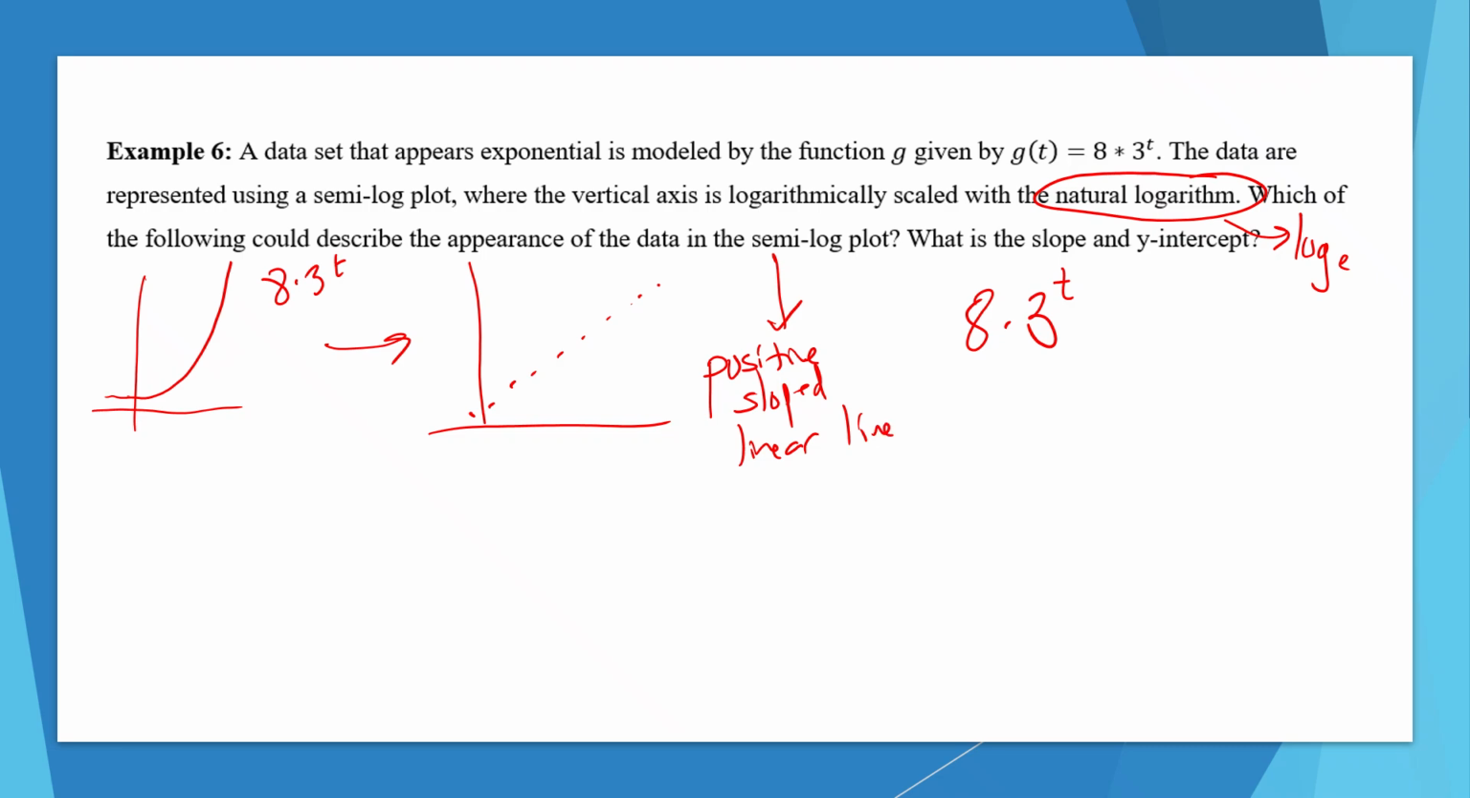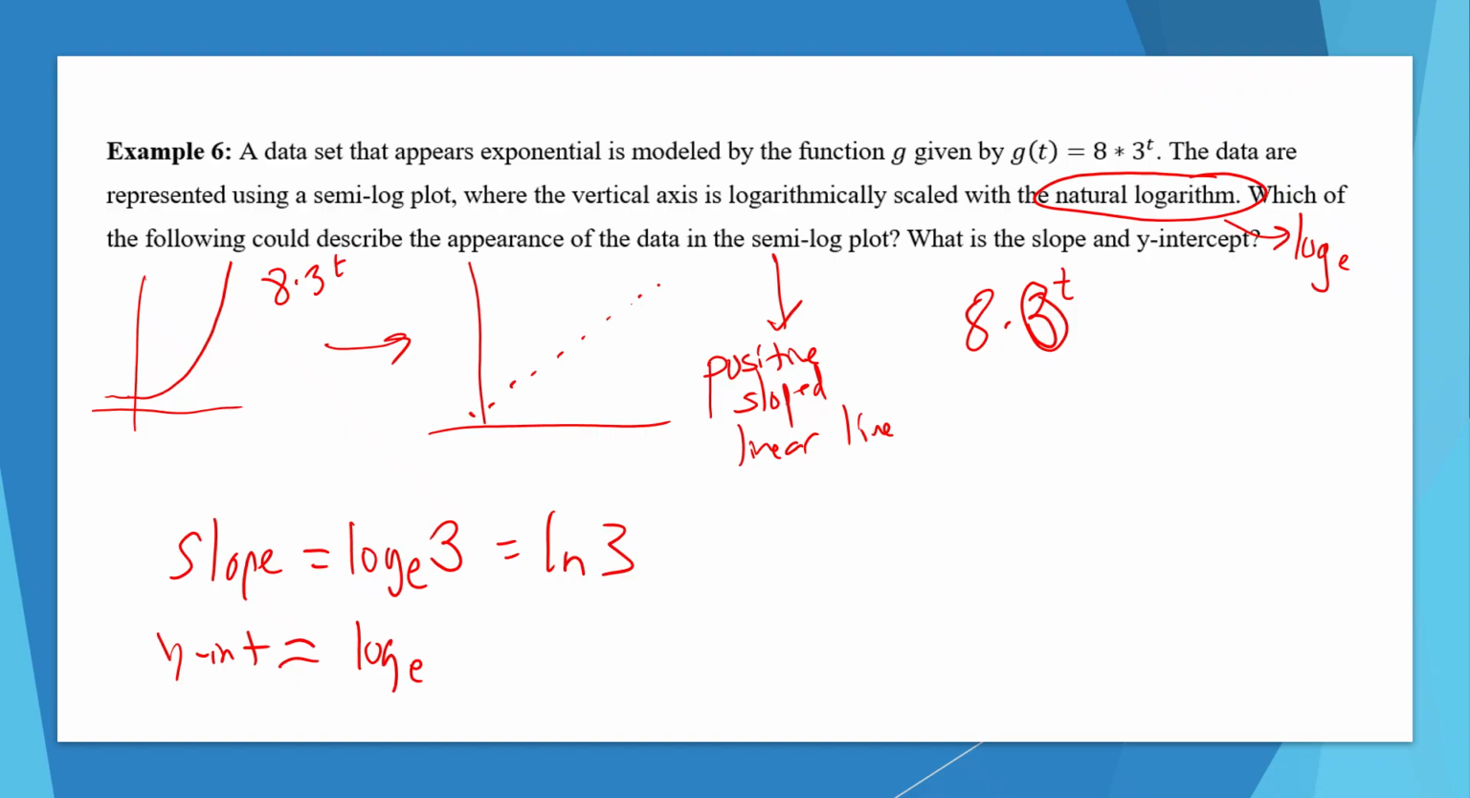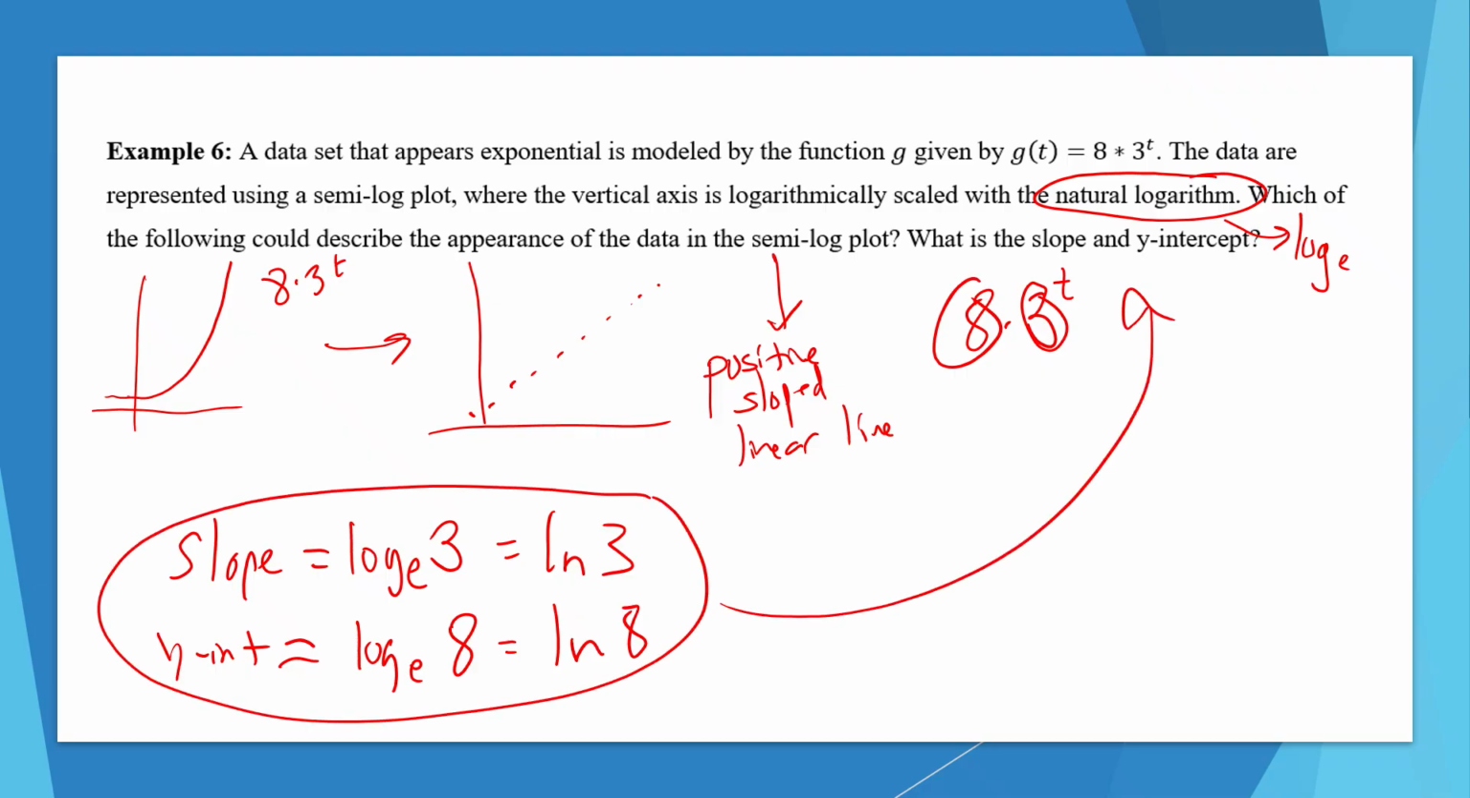And then what's the slope and y-intercept? So remember our slope and then our y-intercept. Our slope is going to be log base e of b. In this case, b is 3, which is just ln 3. And then our y-intercept is going to be log base e of a, which in this case, a is 8. So this is just ln 8. So that is going to be our slope and y-intercept, and that's our answer to the second part there.